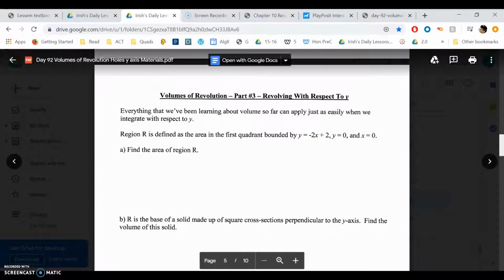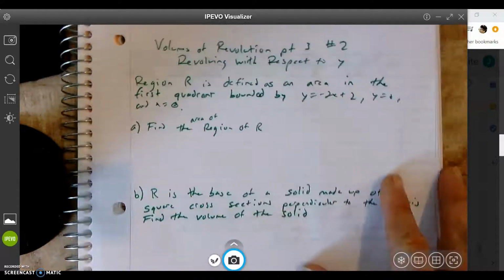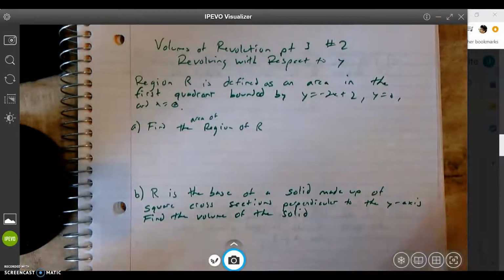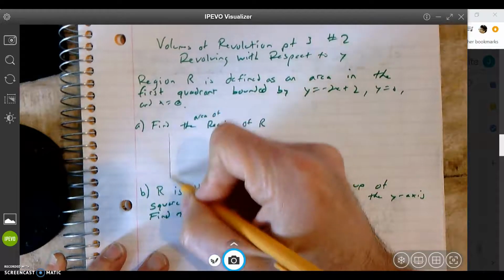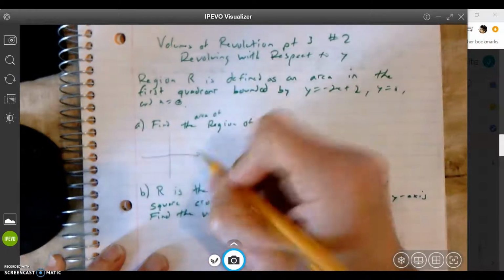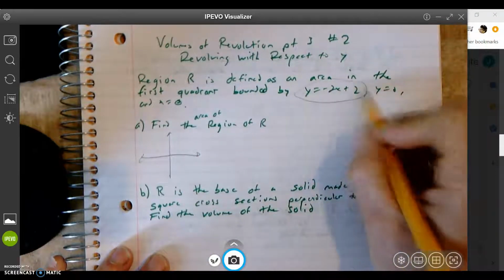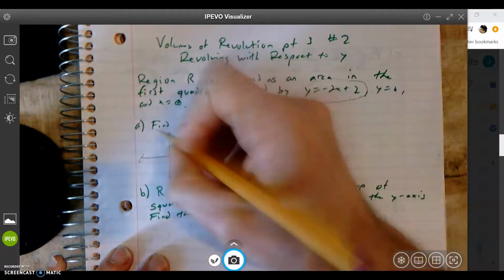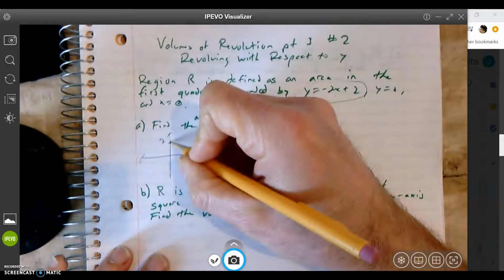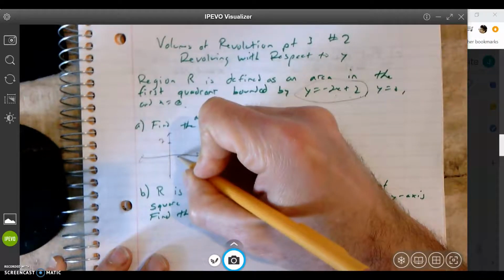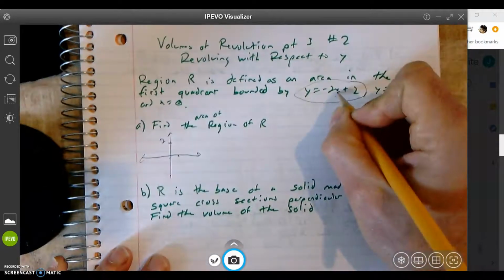All right, so let's go to our notes. Here we go. So first things first, we have to draw a picture. Very important. Draw a picture. Find the area of the region R. So y equals negative 2x plus 2. So that means that 2 is my y-intercept. Then you go down 2 over 1, because that's my slope, right?